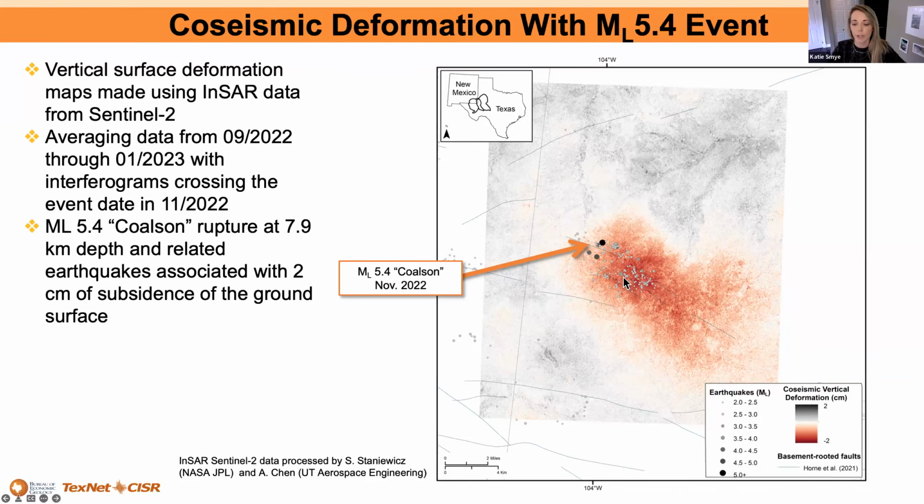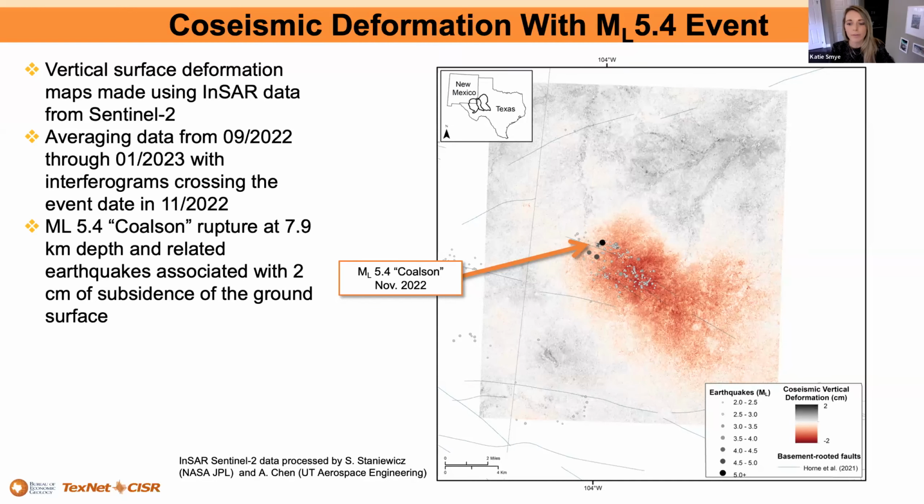And what I've plotted on top of that is faults interpreted by my colleague Lily Horn, and earthquakes that are occurring only in October, November, and December of last year. And so what we see is subsidence of up to 2 centimeters, in some cases even more, of the ground surface, deformation of the ground surface as a result of that Coalson event and related earthquakes in that sequence.